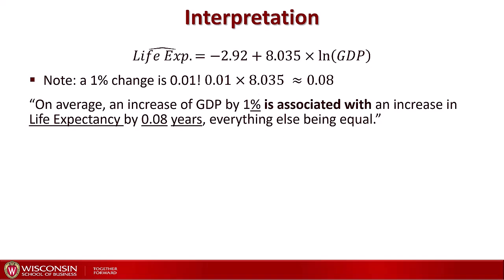Be careful, students often make the mistake of just putting the coefficient there, so they write 8.035. If you forget to divide by 100, you are going to have the wrong interpretation.